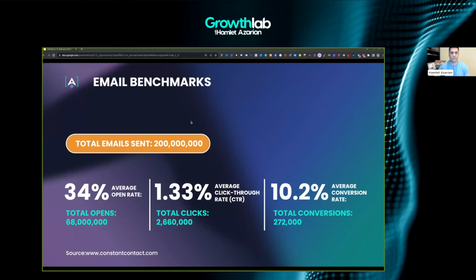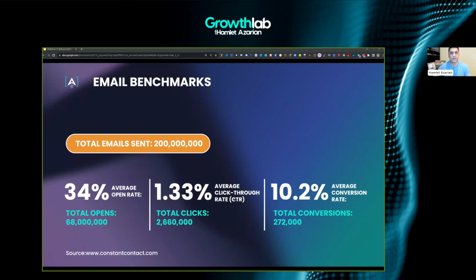First and foremost, there was a report done by Constant Contact on email deliverability. These are benchmarks. They looked at over 200 million emails that were sent out, and these are some of the interesting stats that came out. On average, across all the different types of email providers, 34.5% was the common open rate. This is a general benchmark from when the study was done. On top of that, the common click-through rate was roughly 1.33%, and the common conversion rate was 10.2%. So the desired goal on the 1.33 was roughly around 10.2%.